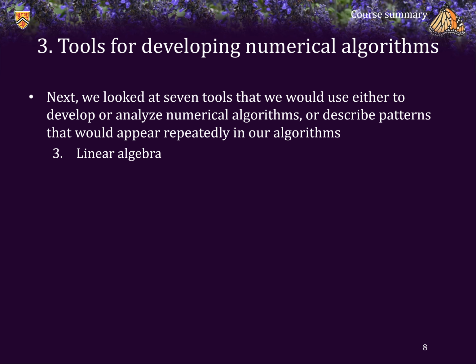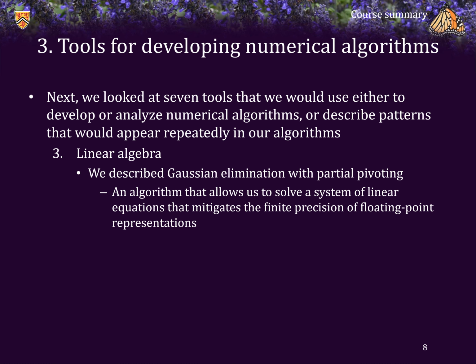Next came linear algebra. Now, you already have seen Gaussian elimination and backward substitution in your course on linear algebra. However, we also introduced the concept of partial pivoting. This was an algorithm that allowed us to solve a system of linear equations, and one that mitigated some of the issues that arose from using finite precision floating point numbers.